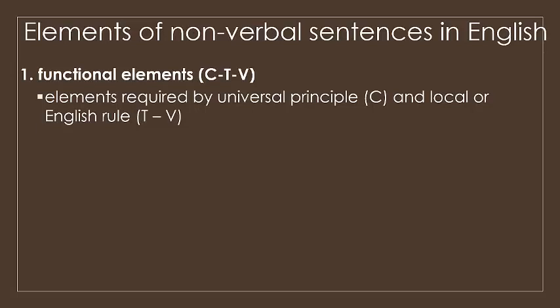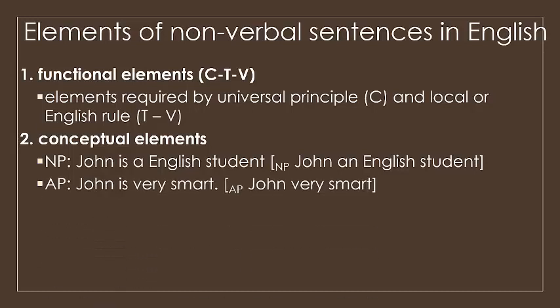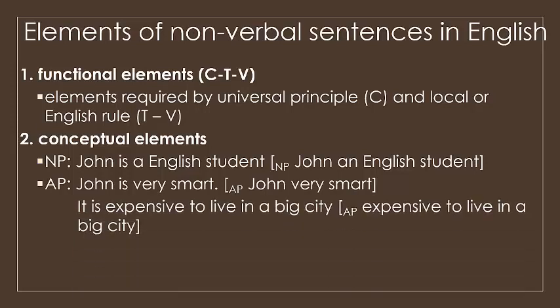The second element is conceptual element. Here we can have an NP as the conceptual element, like in John is an English student. The NP is John, an English student. And then we can have an AP as the conceptual element. John is very smart. The AP is John very smart. We also have an AP in the sentence, it's expensive to live in a big city.